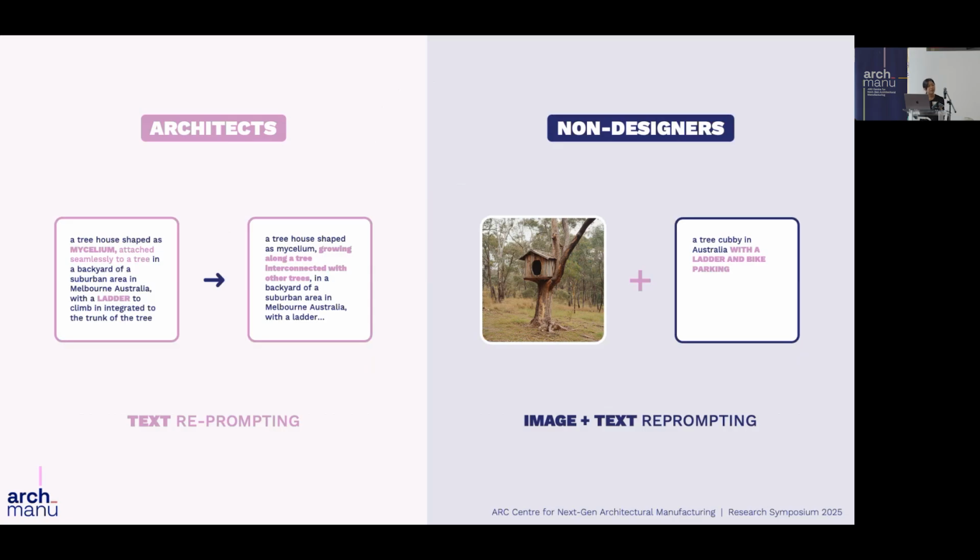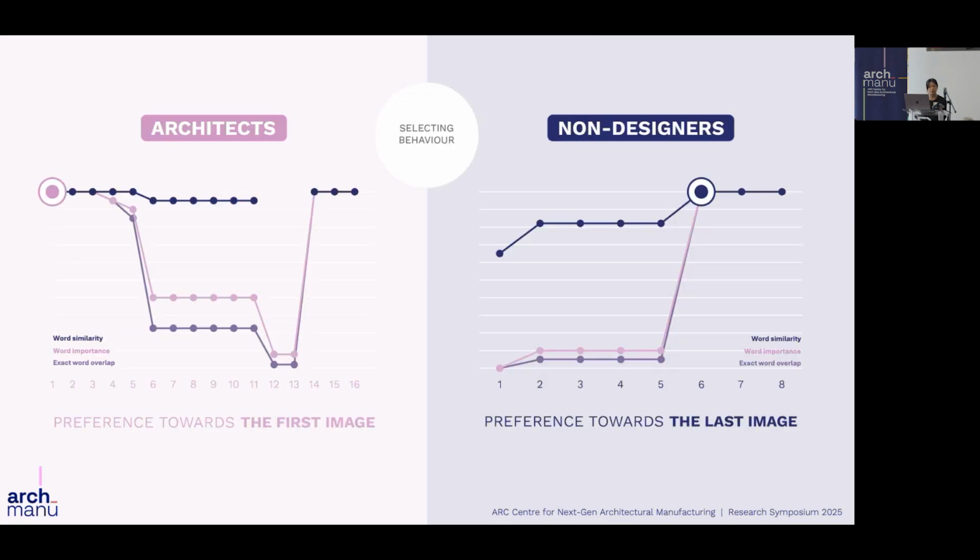Again, this is manifested through an architect's consistent repetitive use of text prompting versus a non-designer's use of image and text prompting to iterate on their design. When selecting a design for best fit, architects tend to select the first images generated, whereas the non-designers tend to select the last few images generated.